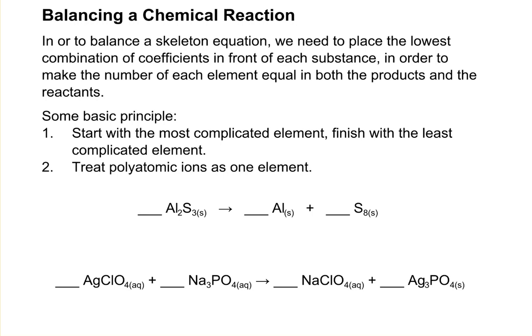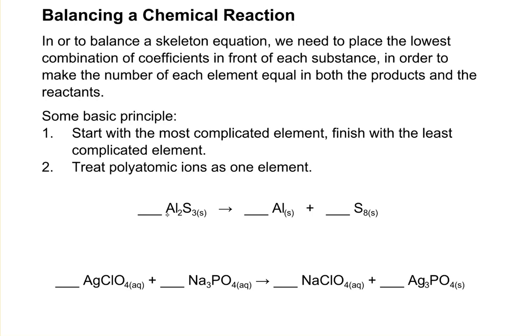Okay, so let's just do equation number 1. I know we haven't talked about number 2, but that's fine. When I look at this chemical reaction, I only see 2 elements. I see aluminums and I see sulfurs. So which one is the most complicated and which one is the least complicated? Well, I'm either going to start with aluminums or I'm going to start with sulfurs.